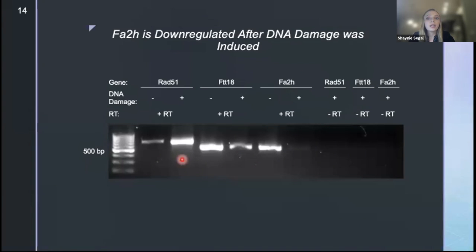And it also gave me a guideline for what I was expecting with Fa2H, as I had thought originally that Fa2H expression would be significantly upregulated after DNA damage was induced, resulting in a brighter band like this. And then with my second positive control, there likely was some experimental error, as FTT18 is constitutive and it should have been expressed evenly with or without DNA damage. But as we can see, there was a little bit of variance, but nonetheless, it wasn't drastic enough to invalidate the experimental setup.